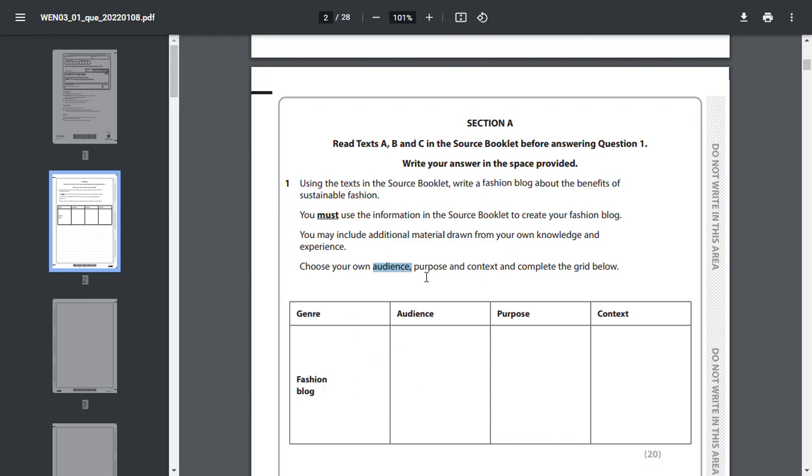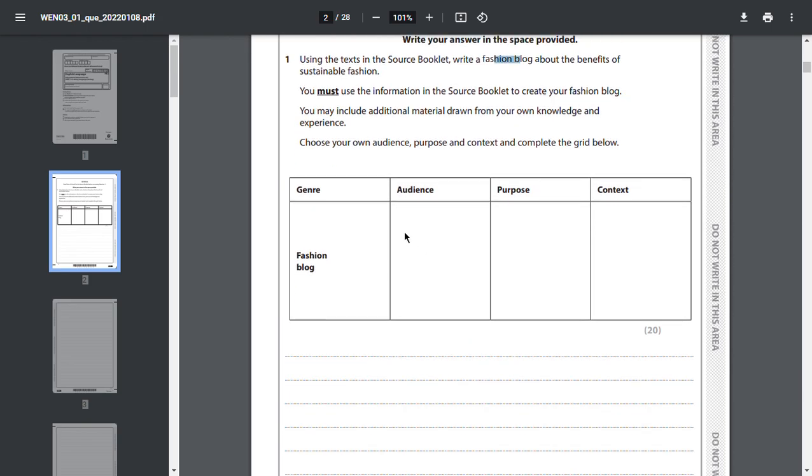Then, of course, you must also give us the purpose. Why are you writing? Are you writing to inform? Are you writing to retain? Are you writing to advise? You get it? So give us the purpose and of course the context. The context should rotate and gravitate around fashion.